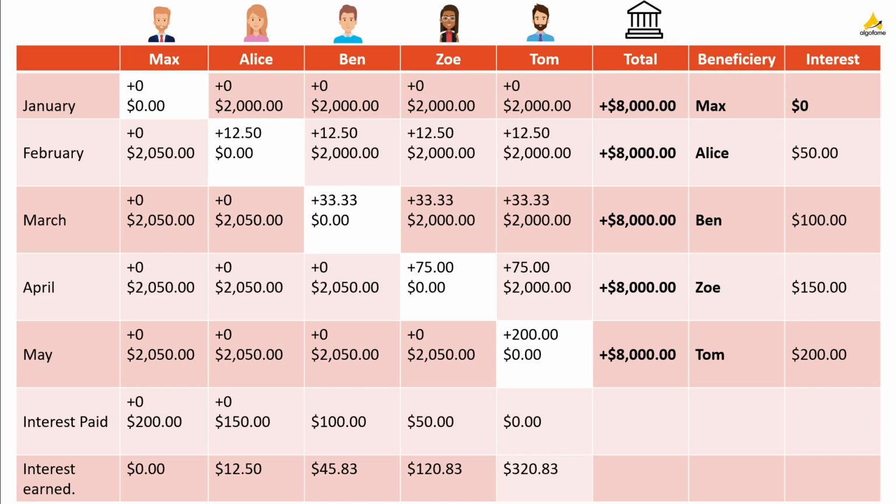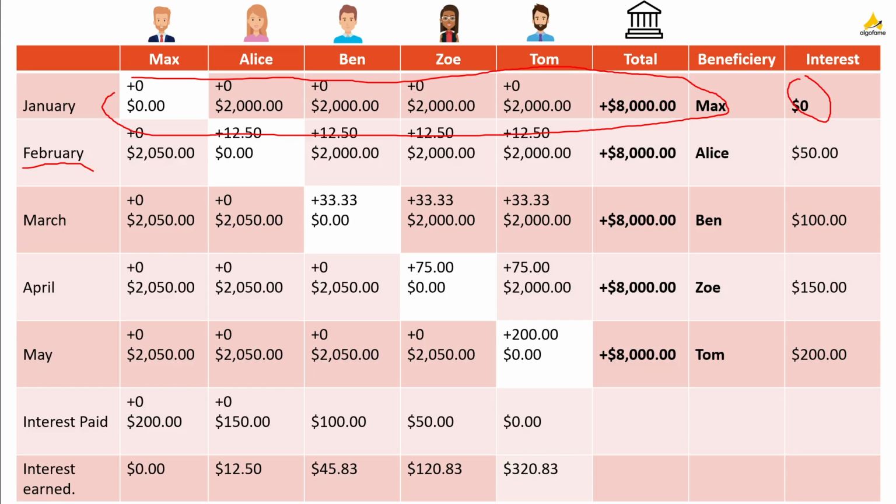So to exemplify that, in the first month of January, no one gets paid, so no one pays interest. As you can see, Max pays $0, as we saw in the previous example. Alice pays 2,000, Ben pays 2,000, Zoe pays 2,000, Tom pays 2,000. A total of $8,000 is paid out into the account, and Max receives it, and nobody pays interest. It is $0.